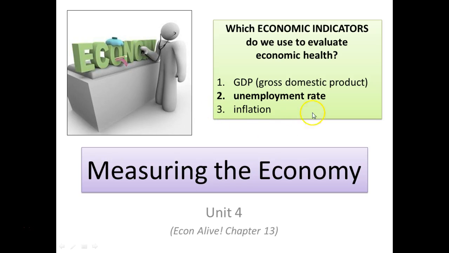So keeping the big picture in mind, where are we coming from? We use these different economic indicators to see how healthy the economy is. We've looked at GDP. We know that we want to be around 2 to 3%. Now we're going to look at unemployment rate, see how we calculate it, and identify what a healthy rate is.